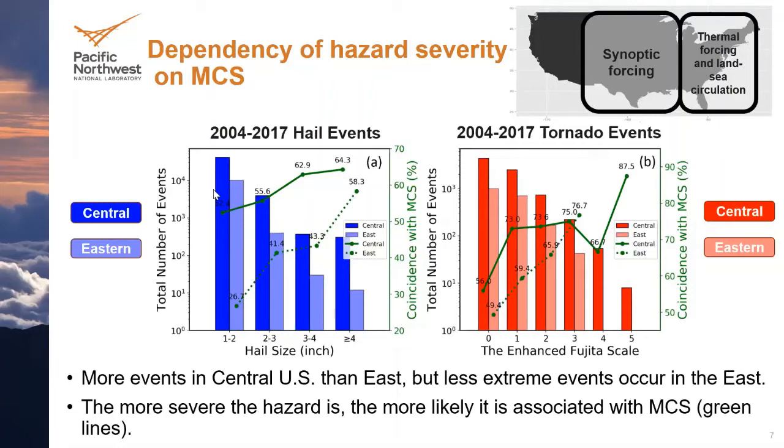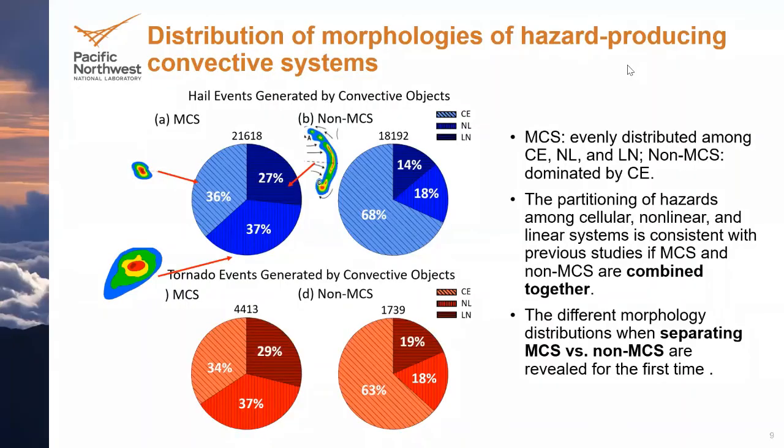Both types of hazard over both regions show fewer occurrences at higher severity, which follows common sense. We also see more events in the central compared to the east, but there are fewer extreme events in the east. Then the MCS fraction at each bin is calculated and shown using the green lines. Here we found that the more severe the hazard is, the more likely it's generated by the MCS.